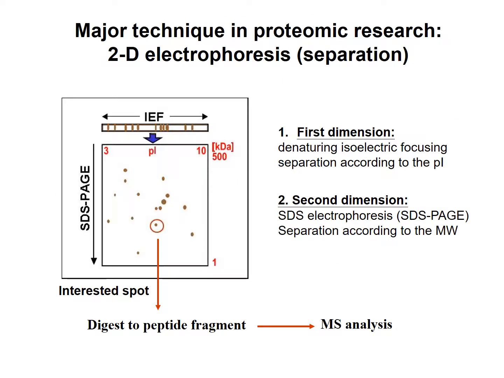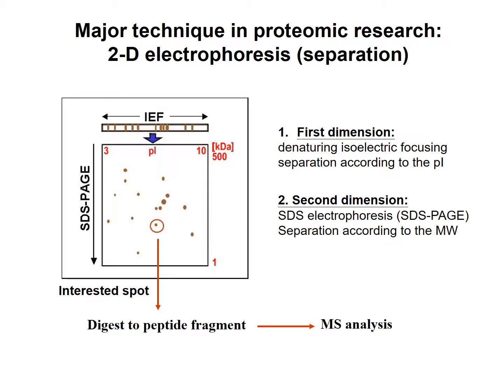So I've got two overview slides. This is slide number one, and this is called IEF. This is the focusing strip. And those little blots are bands of proteins. Those are not single proteins. Those are mixtures of proteins that have the same isoelectric point, their same pI.